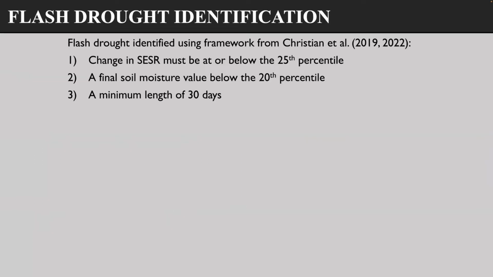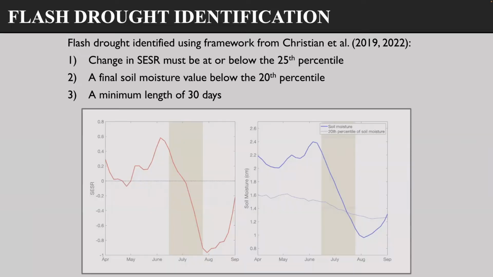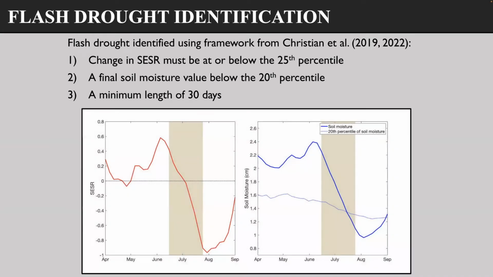So in terms of how we identified flash drought specifically in this study, we used a framework from Christian et al. 2019, modified further in 2022, using 3 different criteria. And we'll go through this very briefly just to show how these work. On the left image here, down on the bottom, I have SESR in red, soil moisture on the right in blue, and the tan region is highlighting the identified flash drought using the data and the criteria listed here. So the first criterion is making sure we just have a rapid change in SESR, or the evaporative stress ratio, at or below the 25th percentile.